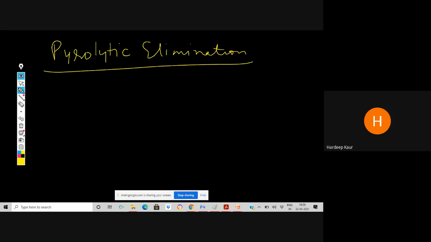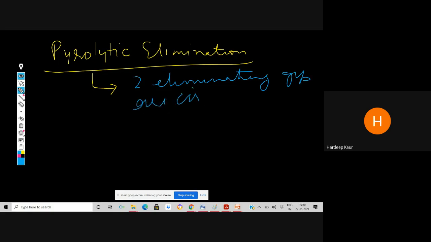ਹੁਣ ਜਿਹੜੇ pyrolytic reactions ਹੁੰਦੇ ਆ ਉਹਨਾਂ ਦੀ ਇੱਕ property है कि pyrolytic elimination ਉਦੋਂ ਹੀ ਹੋਏਗੀ when the two eliminating groups are cis to each other. ठीक है? So otherwise they will not eliminate.